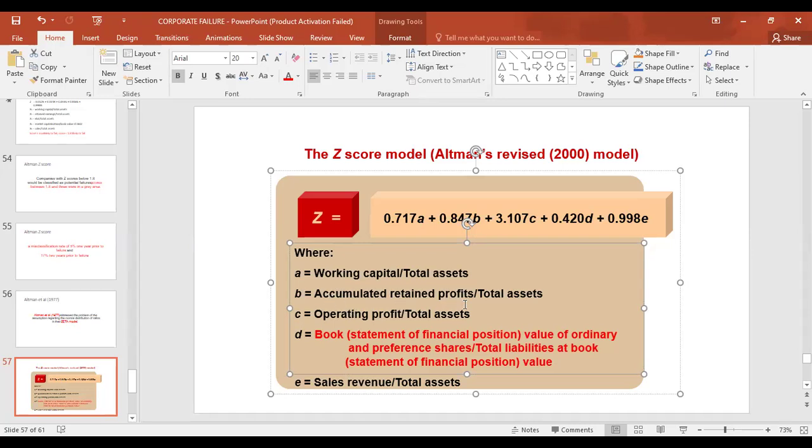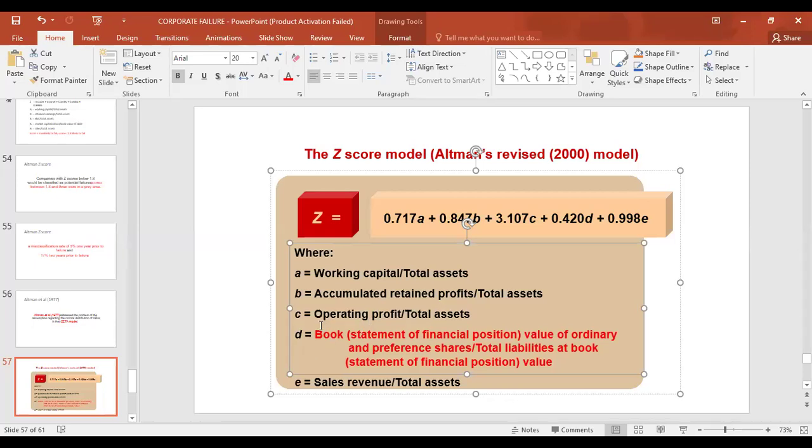Accumulated retained profits. You would find it in the balance sheet or statement of financial position. And then you would most likely see it as retained earnings or retained profit or income surplus. But for most businesses, the current term to use is retained earnings. So most financial statements would show retained earnings.